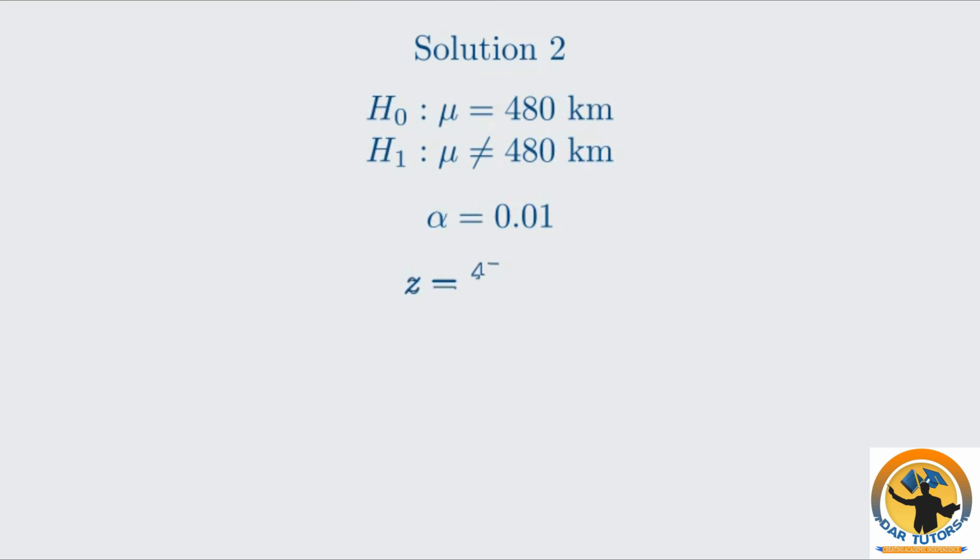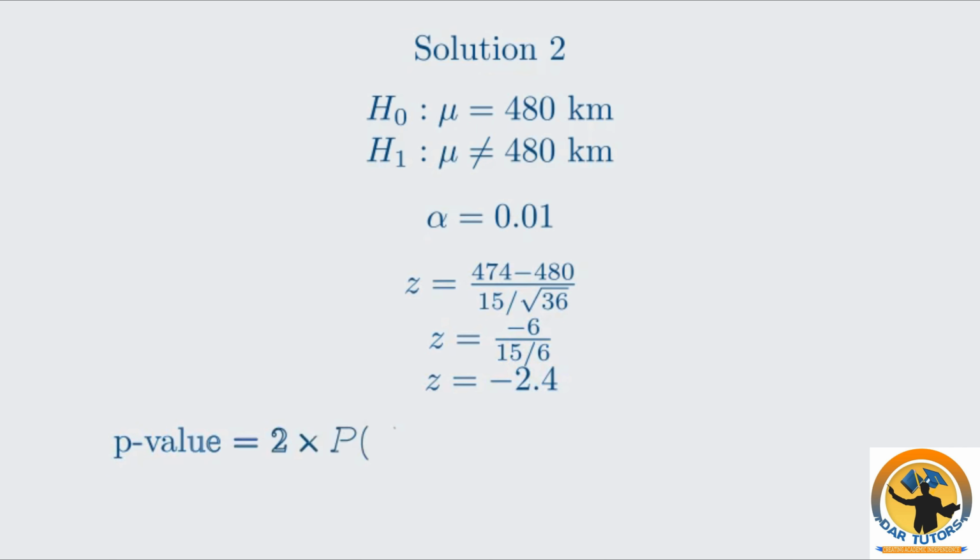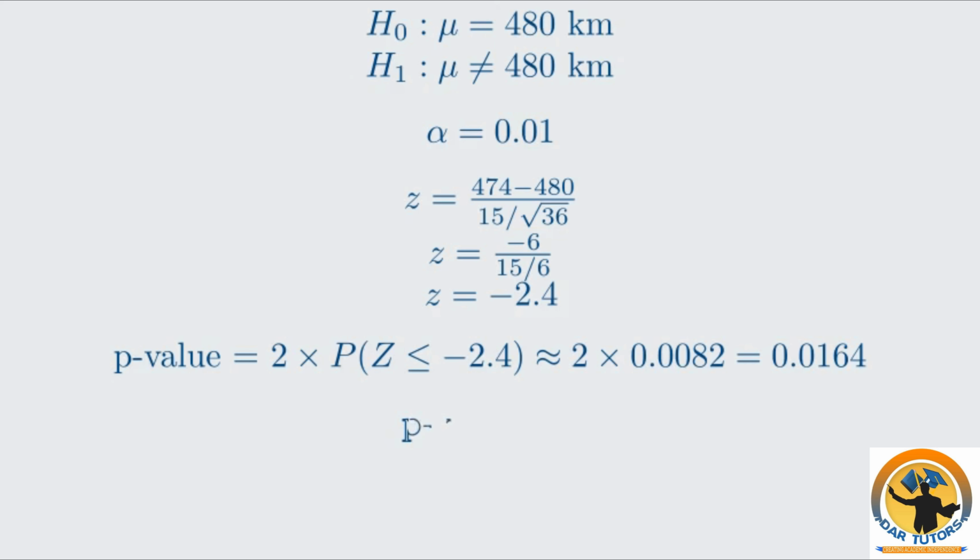Calculating the test statistic Z using the sample mean of 474, the hypothesized mean of 480, the standard deviation of 15, and a sample size of 36, we get Z equals -2.4. Since H1 is not equal to, this is a two-tailed test. The p-value is 2 times the probability that Z is less than or equal to -2.4. Using a GDC, this is approximately 2 times 0.0082, which equals 0.0164.